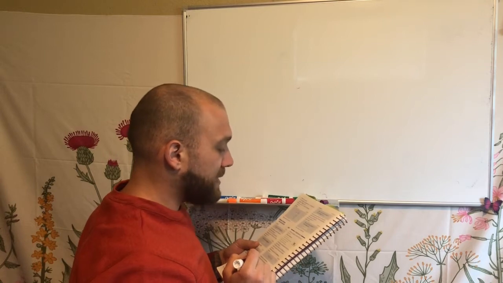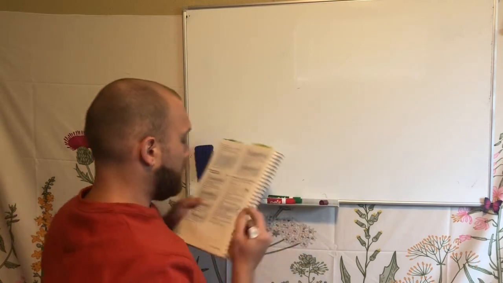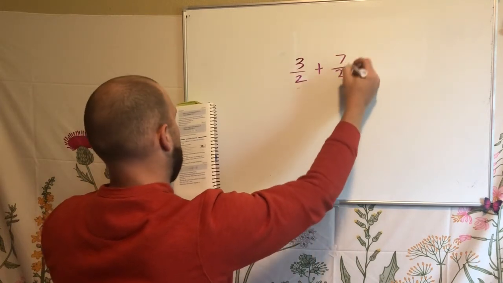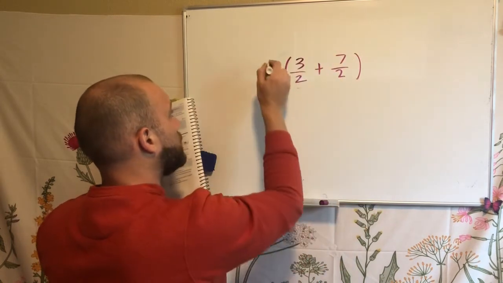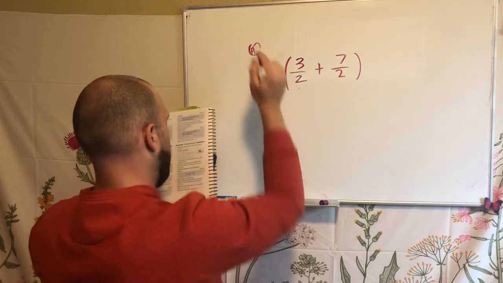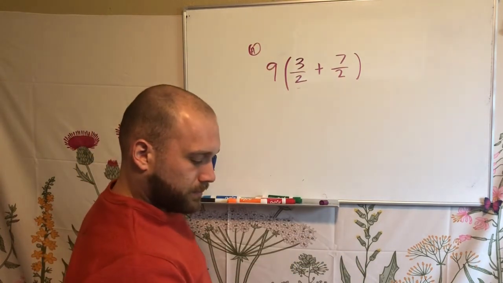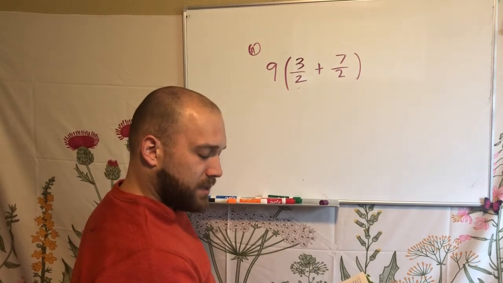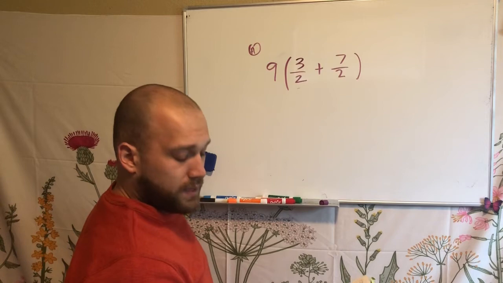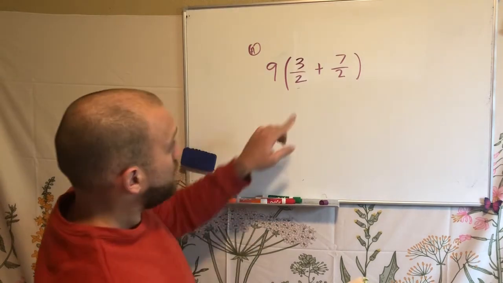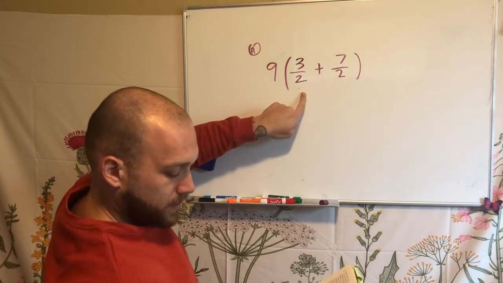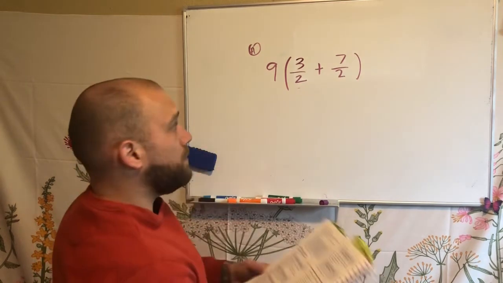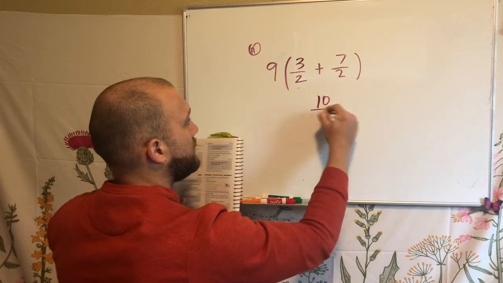Add 3 halves and 7 halves. Multiply by 9. Here's A. So, figure out the value inside the parentheses. Simplify if you can. Stop when you've done that much. Here's the problem you started with. 3 halves plus 7 halves. What does that equal? 10 halves.